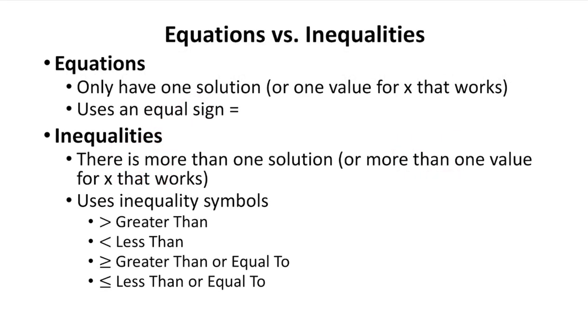Okay, let's look at equations versus inequalities. All right, equations only have one solution. There's only one value for x that works, and they use an equal sign. You can also look up here, it's kind of a clue. It starts to spell out the word equal. In inequalities, there is more than one solution. That means there's more than one value that you can get for x. They use these symbols down here, greater than, less than, greater than or equal to, less than or equal to.